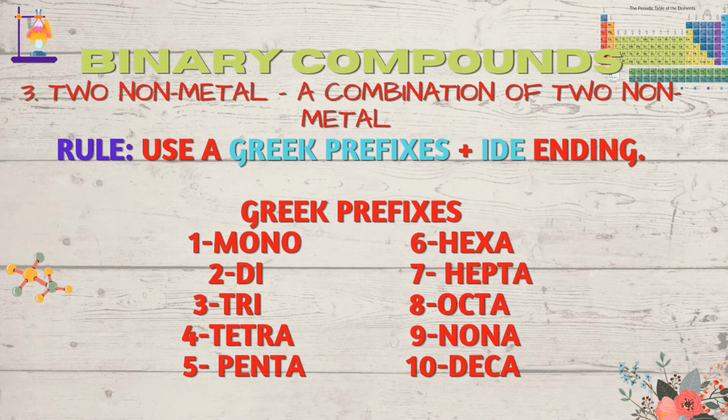Okay, moving on to number 3. Still on the binary compound, a combination of 2 nonmetals. So in giving the correct name of a combination of 2 nonmetals, you're going to use the Greek prefixes plus the IDE ending. So ano-ano po yung mga Greek prefixes natin? We have 1 for mono, 2 for di, 3 tri, 4 tetra, 5 penta, 6 hexa, 7 hepta, 8 octa, 9 nona, and 10 for deca.